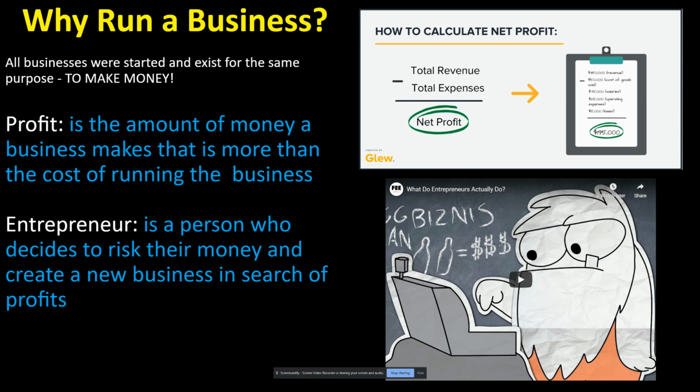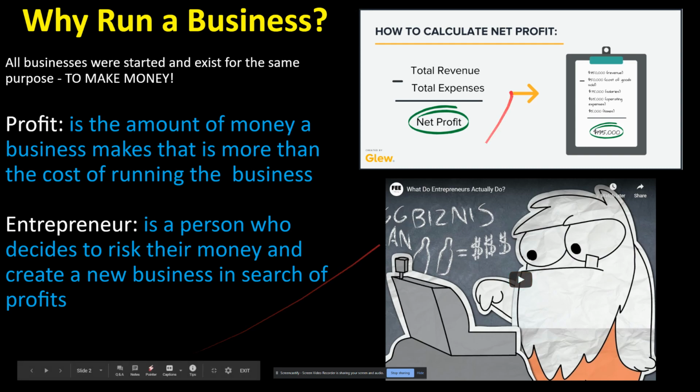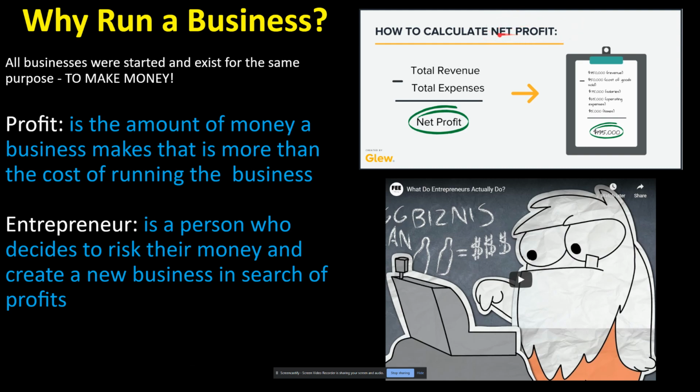So why run a business? The biggest thing is to make money. So all businesses, we're in this for the same thing. It's to make money, and we call that profit. And up here on the screen, there's my little pointer tool, how to calculate profit. Basically, the word net means what you take home. So revenue is what you make, what you bring in. Expenses is what you have to pay, and that's how you get a profit.